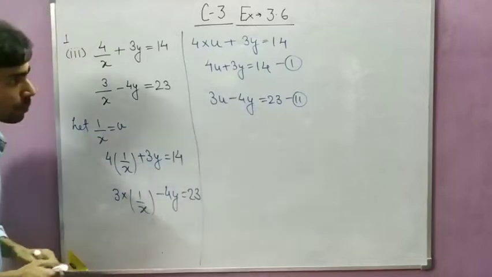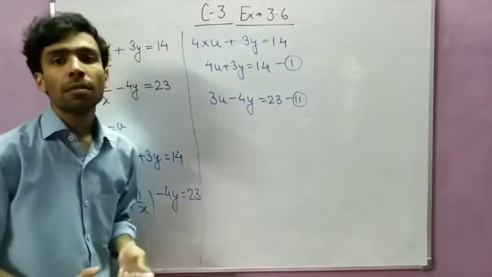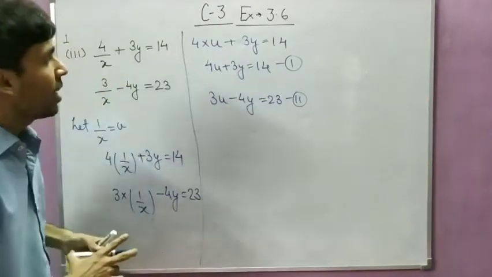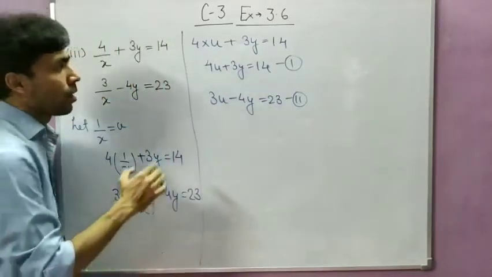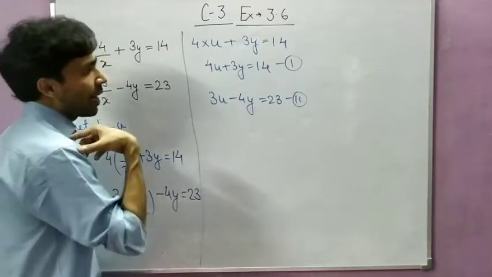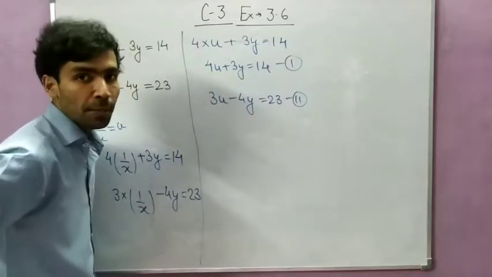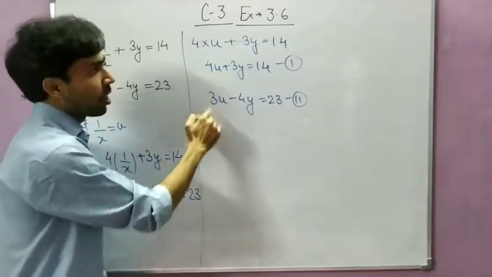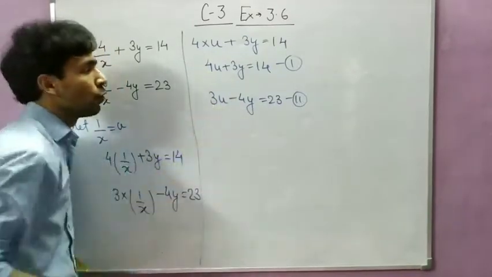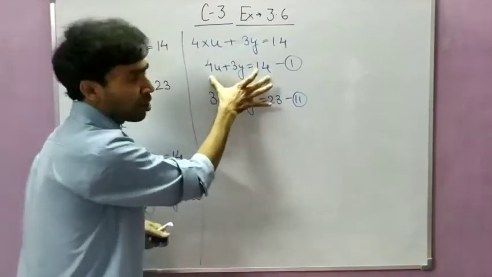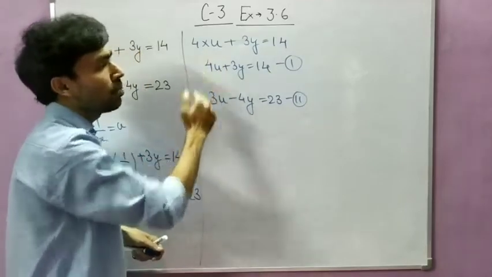You can use any method. I am going to solve these two equations by the elimination method. For eliminating any variable, we have to make their coefficients equal. Suppose I have to eliminate u. Then the coefficient of u in both equations should be the same. Here the coefficient of u is 4, and here the coefficient of u is 3. So I will multiply this equation by 3 and this equation by 4, so that the coefficient of u becomes the same.